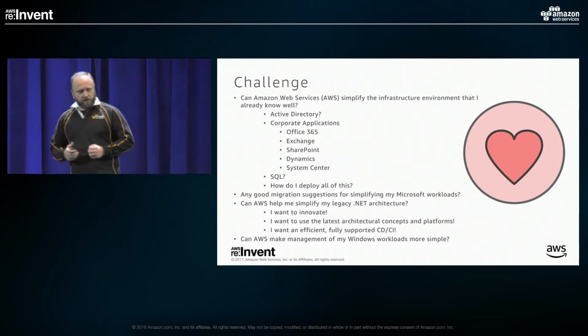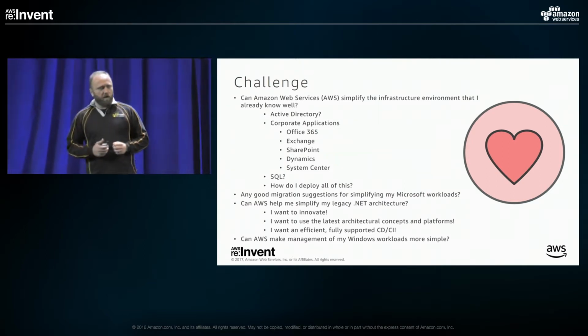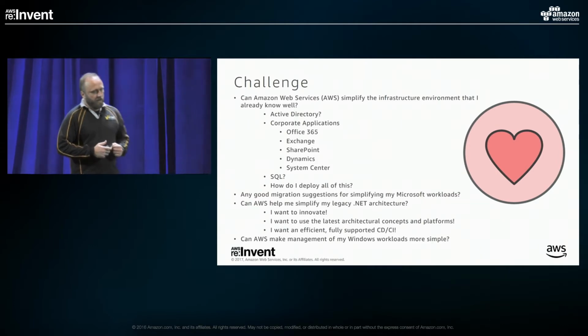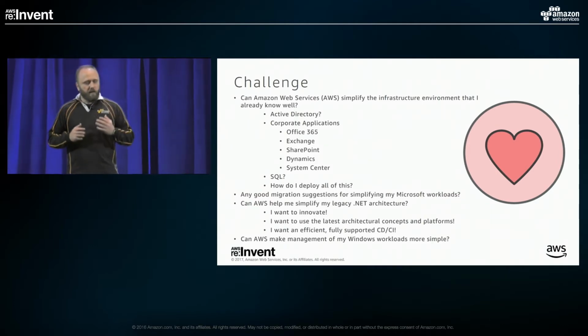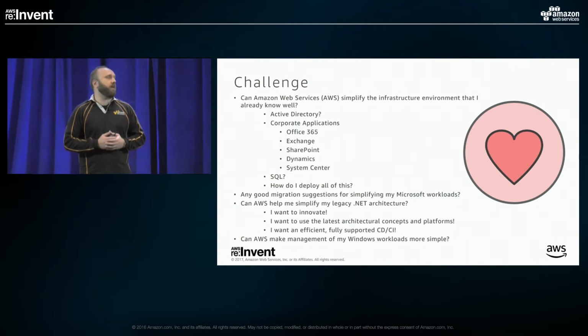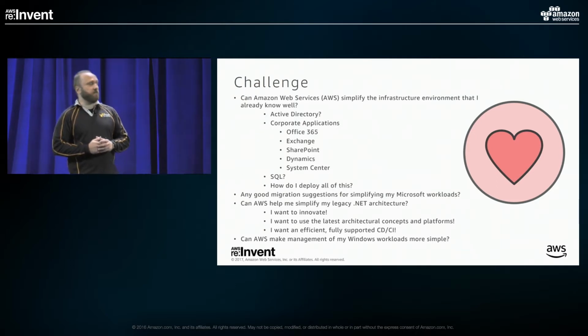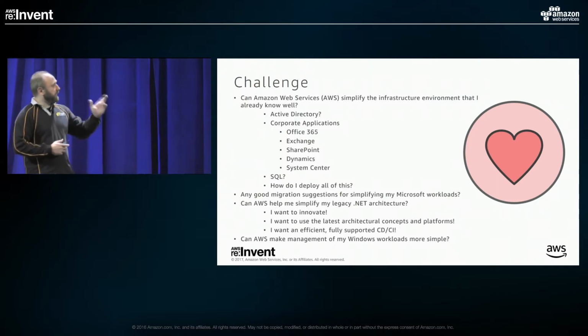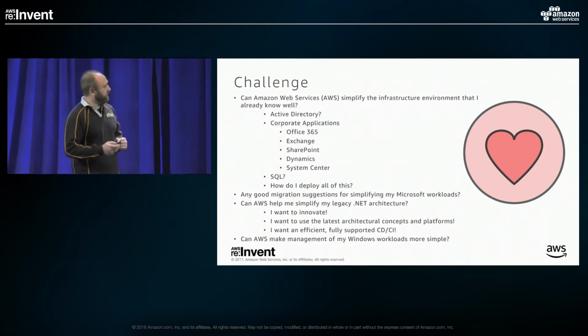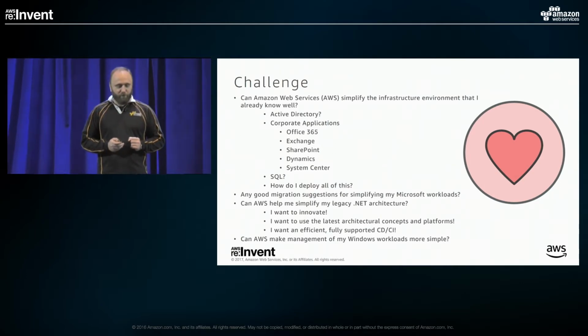What about any good migration suggestions I may have for you? How do we actually go over to AWS? And also, most importantly, how can it help me simplify my legacy .NET applications? And for that specific one, there will be a more in-depth session that I will be doing on a Wednesday, specifically with .NET microservices, and it will be with our customer Experian. I really implore you to come and see that one too. And then I'll be talking about simplifying the management of your Microsoft workloads on AWS.